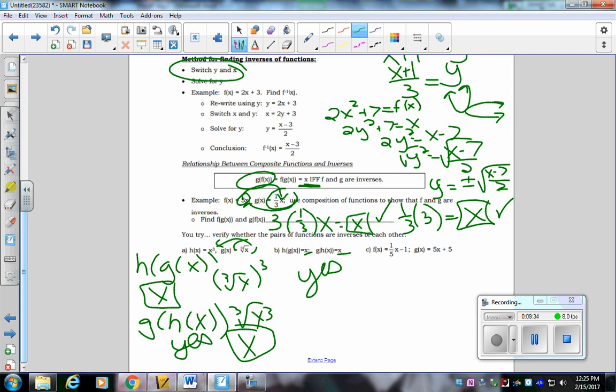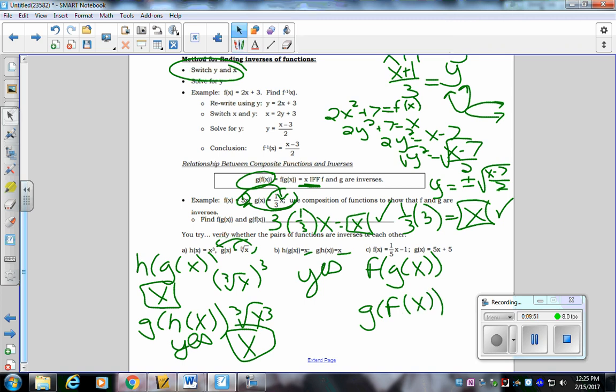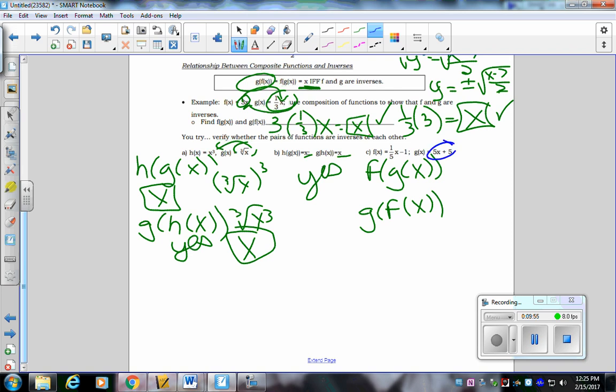All right, and then in my next example, I apologize. Same thing, we're going to do f of g of x, and then we're going to do g of f of x. Doesn't matter which way you go first. Let me switch colors here.